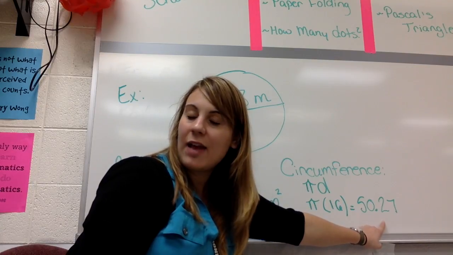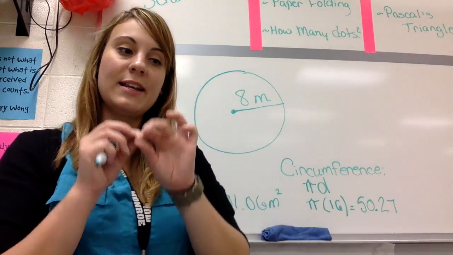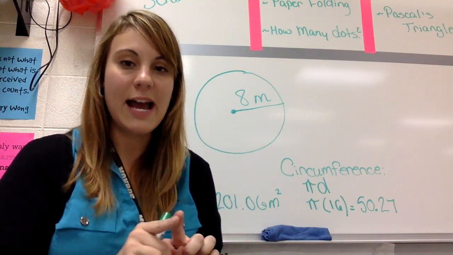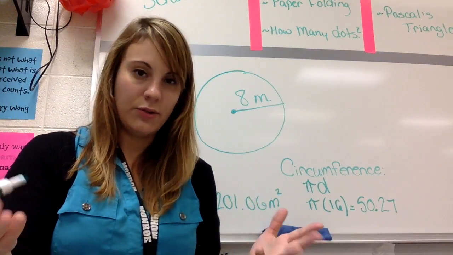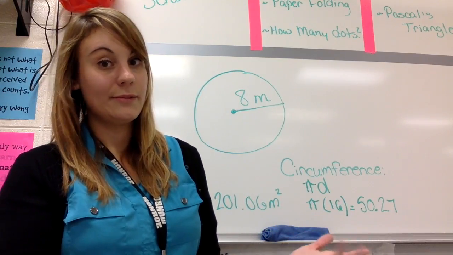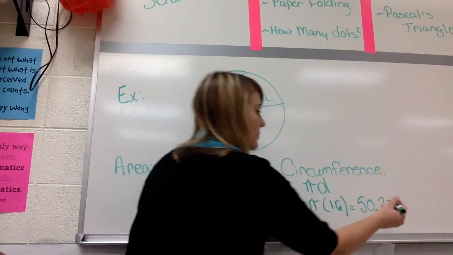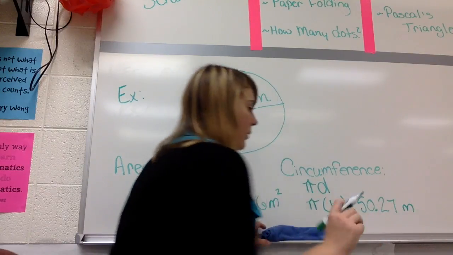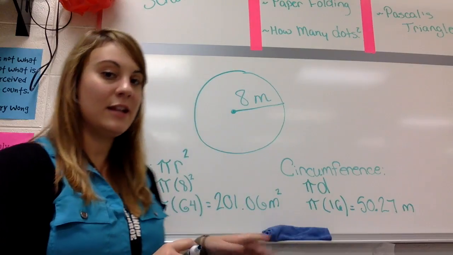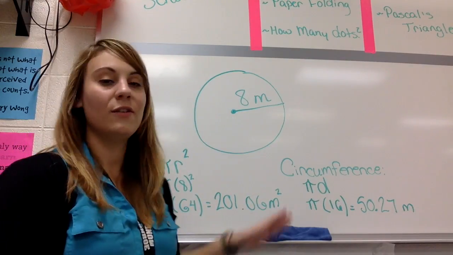All right, and then take a moment, think about the circumference is a measurement of distance. Distance around the outside. So what units would you use? Meters or meters squared? All right, the correct answer is meters. We always use those one-dimensional units for distance, and then those two-dimensional units for area.